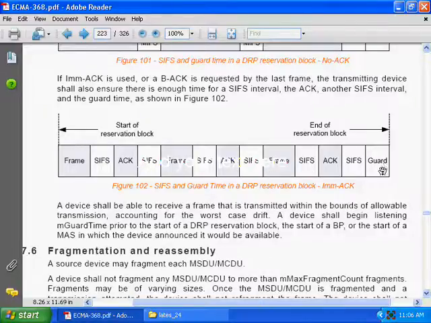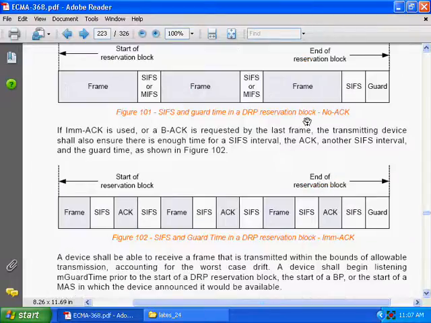At last, at the end of this block, we have guard time. So here the difference is that the acknowledgement policy in this case is immediate acknowledgement, but in the case of the previous one, the acknowledgement policy is no acknowledgement.